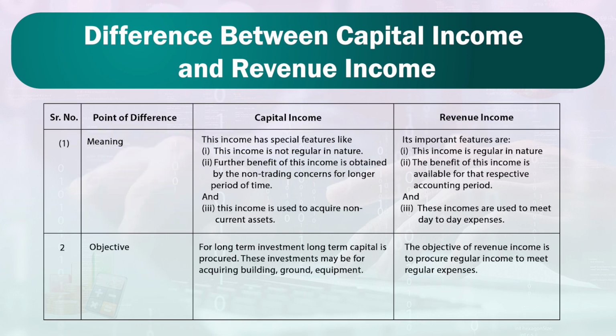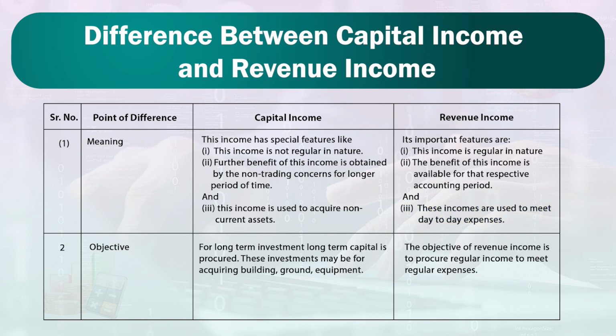Meaning: capital income has special features. 1. This income is not regular in nature. 2. Further benefit of this income is obtained by non-trading concerns for a longer period of time. And 3. This income is used to acquire non-current assets. In case of revenue income, its important features are that this income is regular in nature. The benefit of this income is available for that respective accounting period, and these incomes are used to meet day-to-day expenses.